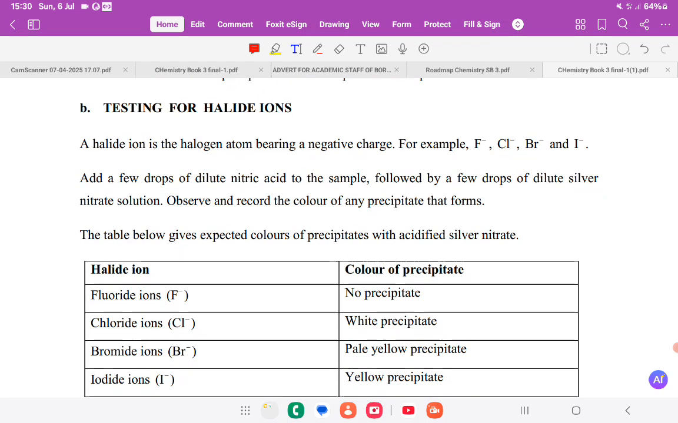All right, so how do you tell that a given solution contains halide ions? Remember halide ions from the word halogen, from the term halogens. Remember halogens are the group 7 elements. So their ions are called halides. Example is fluoride ion. We write F-. Then chloride ions, Cl-, then bromide ion, Br-, and the iodide ion.